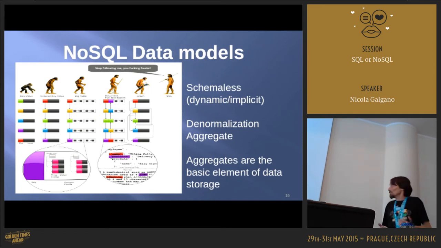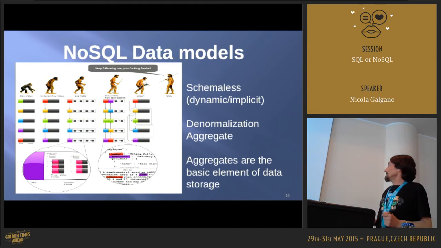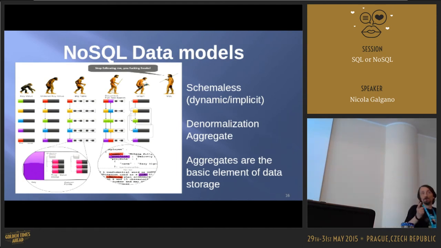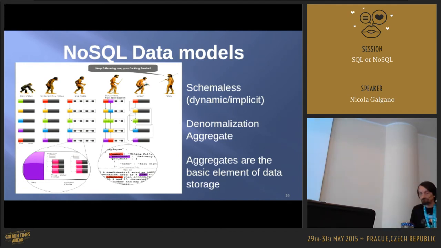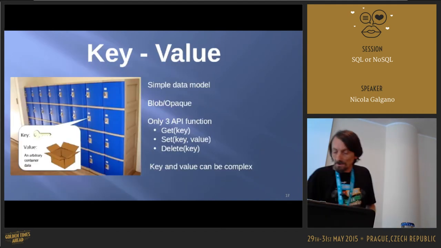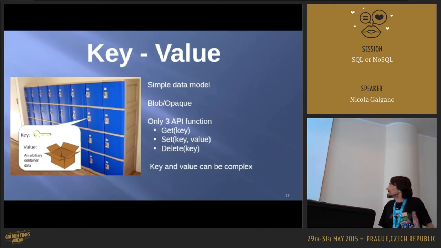This could be an advantage because you have less I/O, because you need one operation to store the data. Think of the order, the example before. If you need to store each record in each table, you have to do a lot of I/O operations. Using an aggregate, you don't. You have to use only one I/O operation. So the performance is drastically improved. So let's go and see what these data models are.